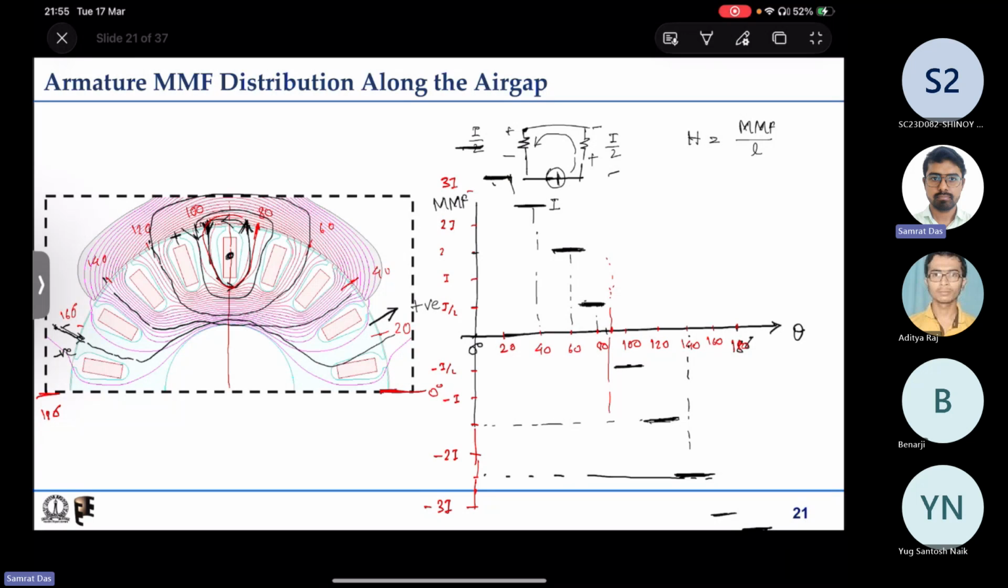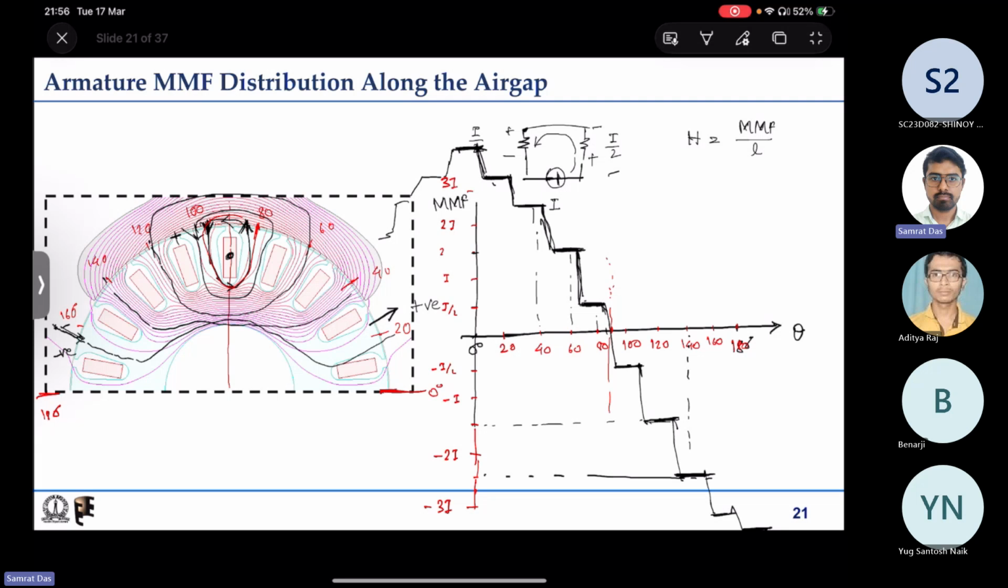And in the slot opening region there will be a dip, so this dip can be joined by a line with certain slope. So this is the MMF distribution that you will have, and the same thing will repeat. So it is symmetric. So if I complete it, then it will be like this. The MMF distribution is like this. Now this is about the MMF distribution.